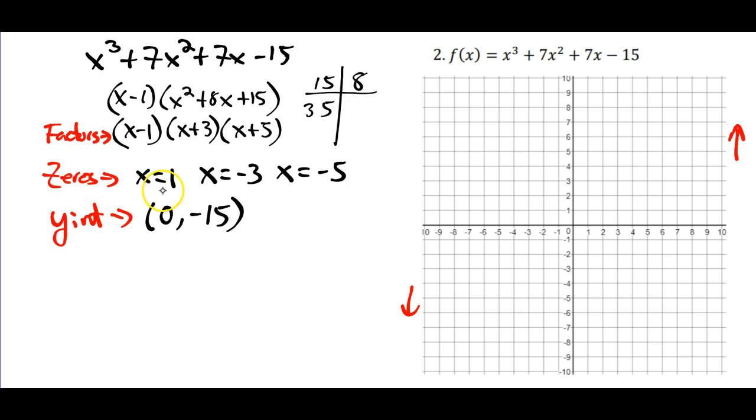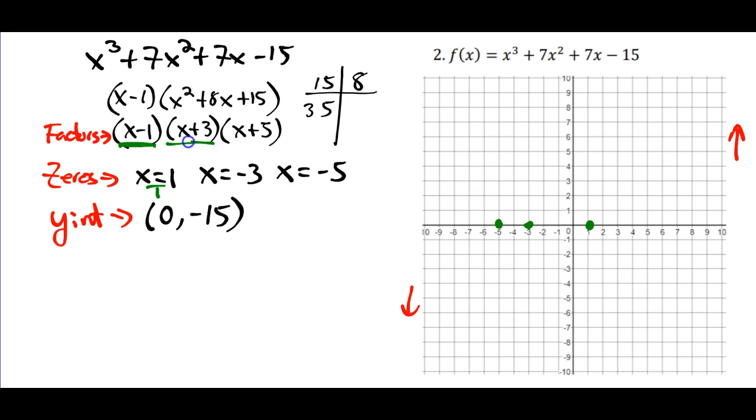And so when I go to graph, I'm going to plot my points. I got x equals 1 is a 0. I've got x equals negative 3 and x equals negative 5. Now I need to know, is it going to go through that negative 5, is it going to bounce? Let's look at the multiplicity. X equals 1 came from this factor. It's only listed once. That's an odd number, so it goes through.